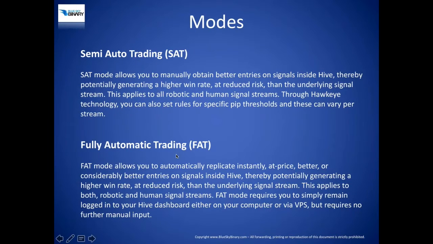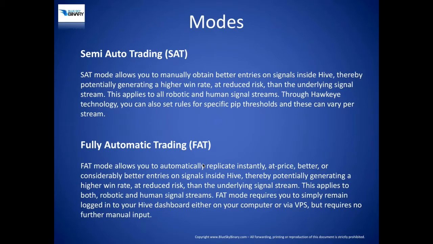The fully automatic trading mode is for those that have literally no time to engage with the Hive. This allows you to automatically replicate either at the price immediately, at a better price, or considerably better prices on signals, thereby potentially generating very high win rates.